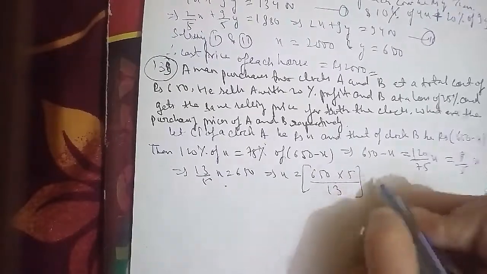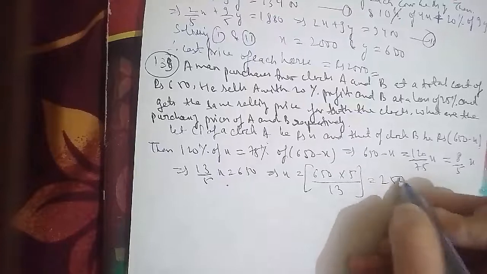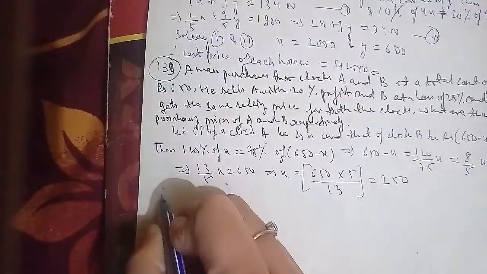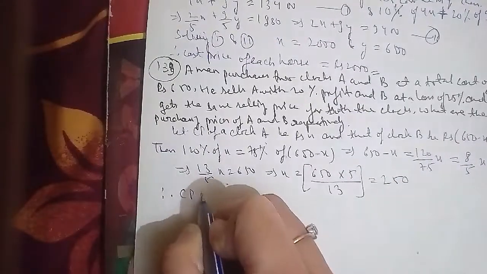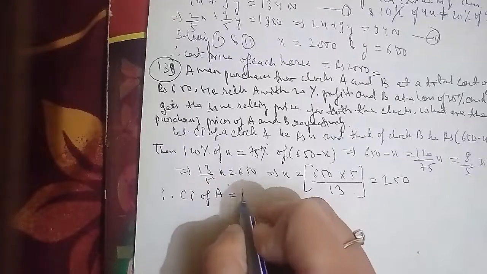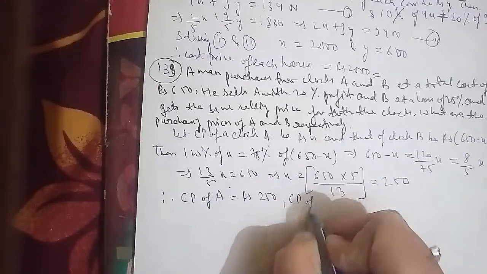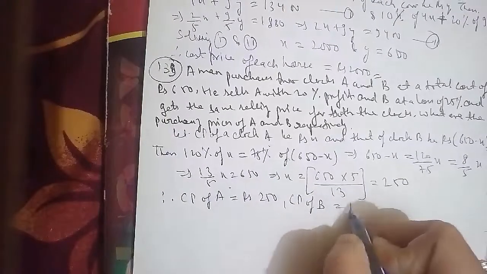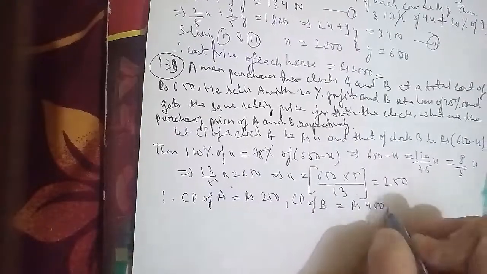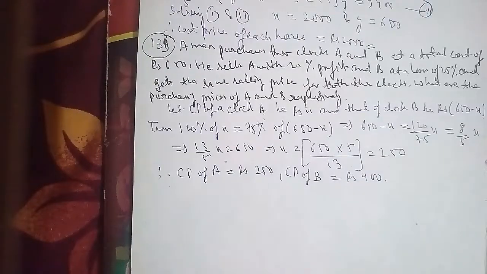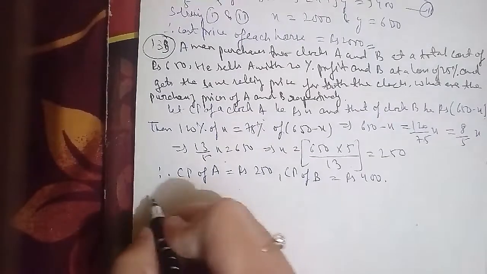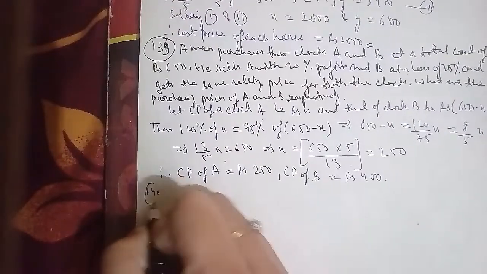Cost price of A equals rupees 250. Cost price of B equals rupees 400. That we get as an answer. Now we go ahead for the next question, the 140th question of the session. 250 and 400 will be the right answer, but we'll go ahead for another one.